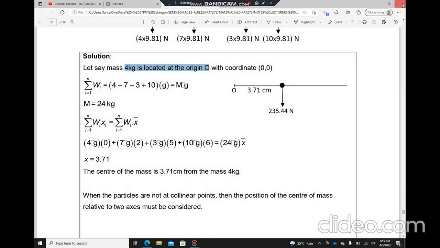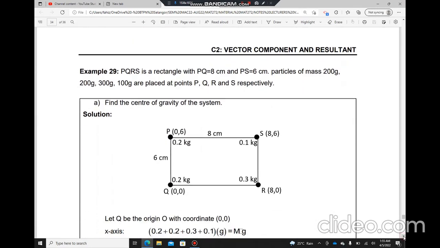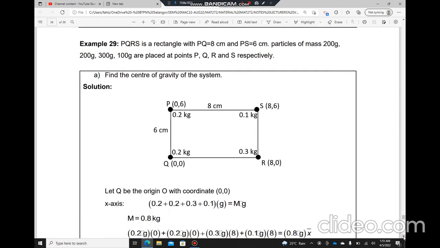Okay, so another example. So yang ni dalam case XY, coordinate XY. Okay, PQRS is a rectangle with PQ equals to 8 cm and PS equals to 6 cm. Particles of mass 200 gram, 200 gram, 300 gram and 100 gram are placed at points P, Q, R and S respectively. Find the center of gravity of the system. So yang ni sama juga macam tadi, cuma kena kira X and Y.